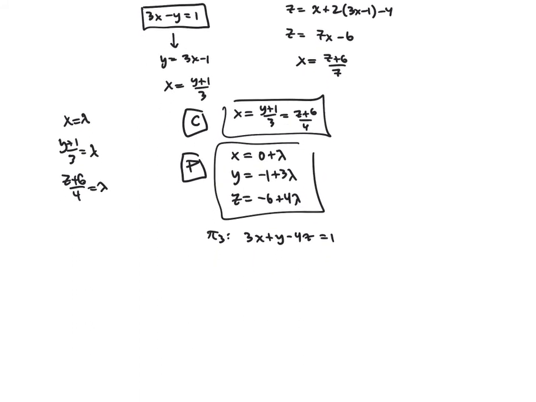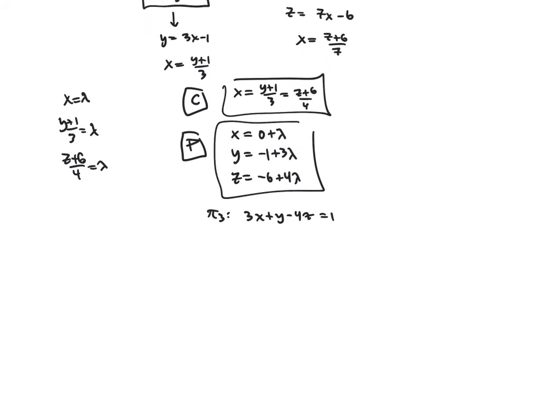So what I'm going to do is plug 0 plus lambda in for x, negative 1 plus 3 lambda in for y, and negative 6 plus 4 lambda in for z. Okay, now think about this for a moment. What am I going to be solving for? I'm going to be solving for the parameter of the line at which the plane is satisfied.